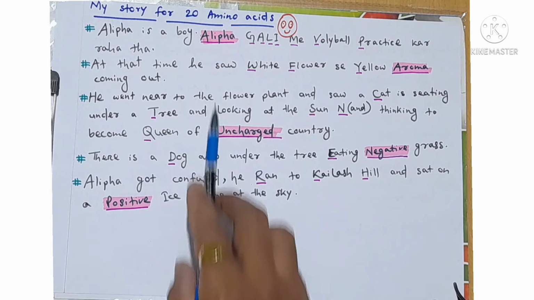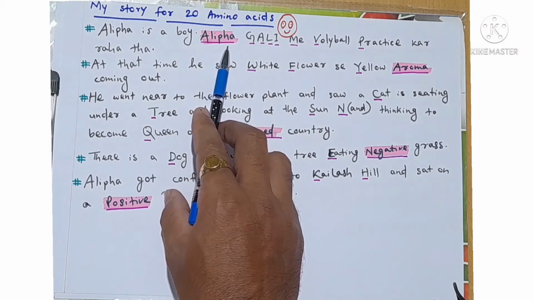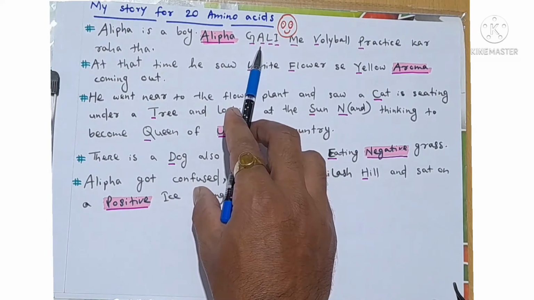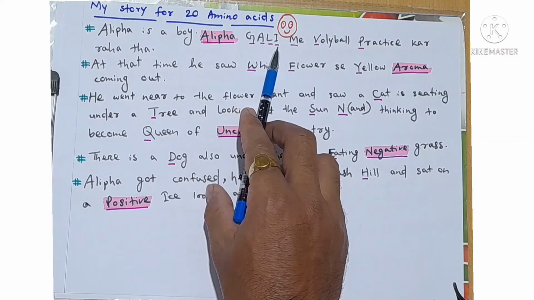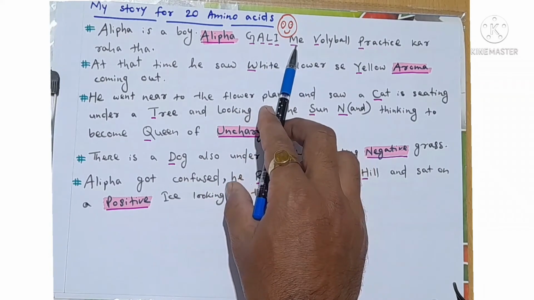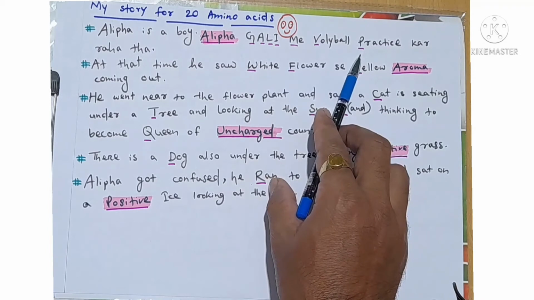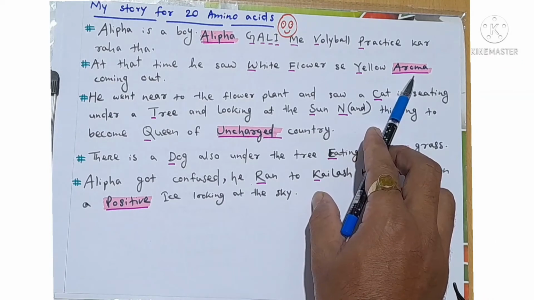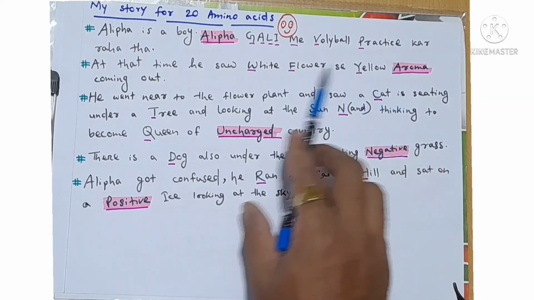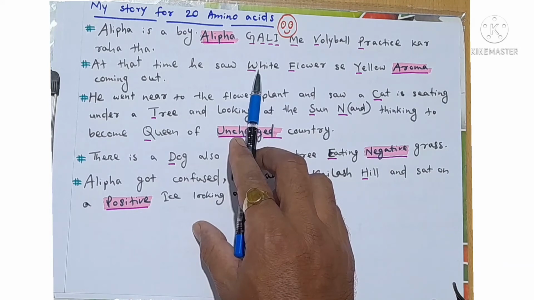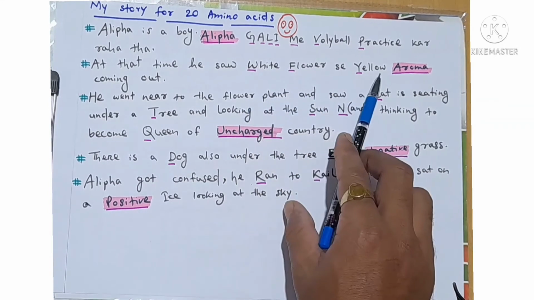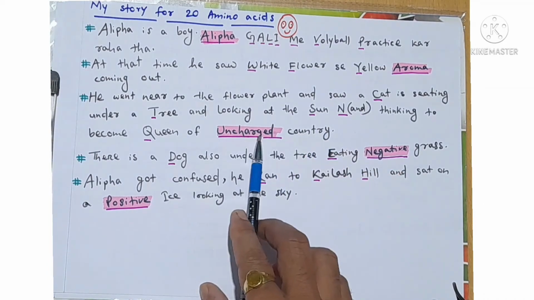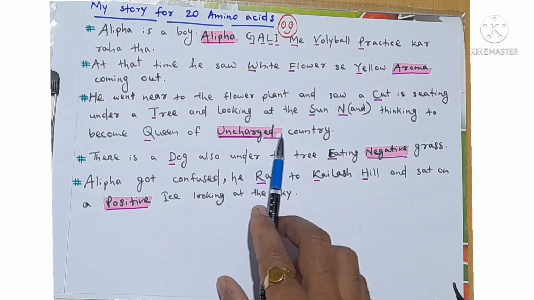So here in this story, Alipha represents aliphatic amino acids and the examples are G for glycine, A for alanine, L for leucine, I for isoleucine, M for methionine, V for valine and P for proline. Now here aroma represents aromatic amino acids and the examples are W for tryptophan, F for phenylalanine and Y for tyrosine.